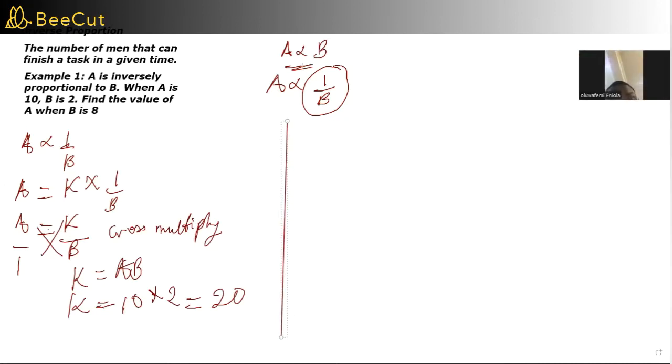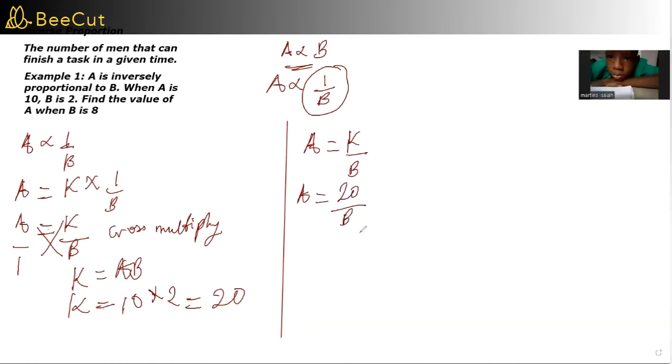20. Yes, 20. So since the value of K is 20, I can go ahead and put K into the formula. The formula was A equals K over B. So A is now equal to 20 over B instead of K. Now find A when B is 8. That means I'm going to substitute the new value of B, 8, and I'm going to cut that down to the smallest value.